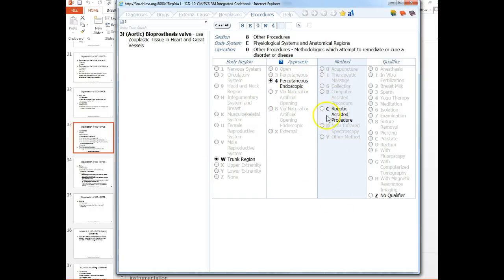And then once we choose trunk region, and we choose percutaneous endoscopic, our only method is robotic assisted procedure. And we'll talk about qualifiers in a minute, but there's no qualifier. We do not have the option. You can see this is a perfect example of seeing how the tables gray out the codes that would not be applicable. And we can look at the different approaches for trunk region to see how it affects the method. Sometimes it's just kind of interesting to play around with them and see how it impacts the remainder of the codes that you can choose.